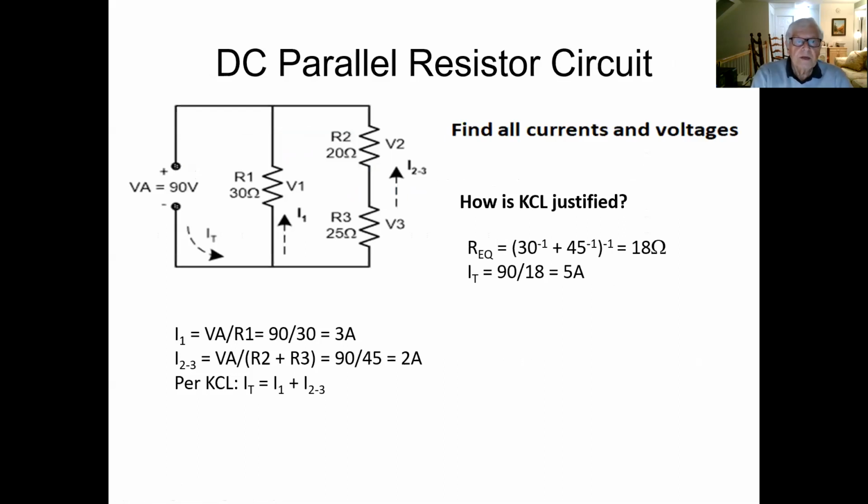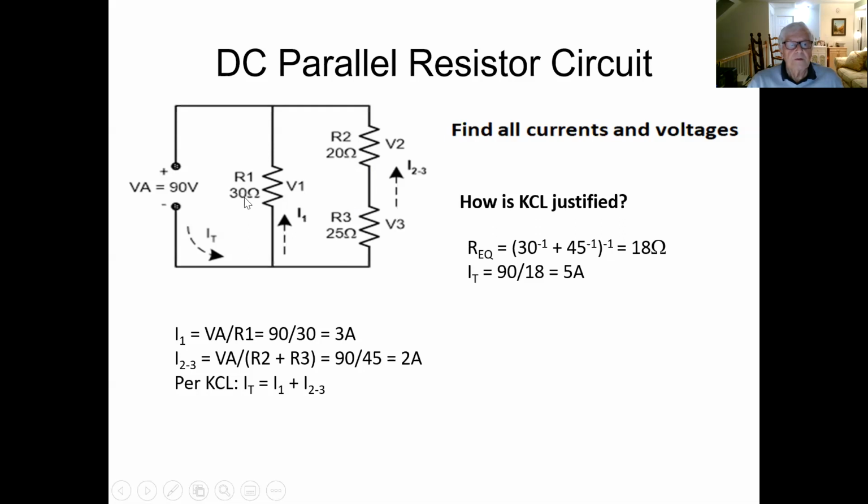Okay, so let's look at a DC parallel resistor circuit. We have basically 2 paths for that 90 volts to travel to empty some energy. We've got the path going through R1 or the path going through R2 and R3. R2 and R3 we know are in series, so we can add those up. This gives us an equivalent of 20 plus 25, 45 ohms.